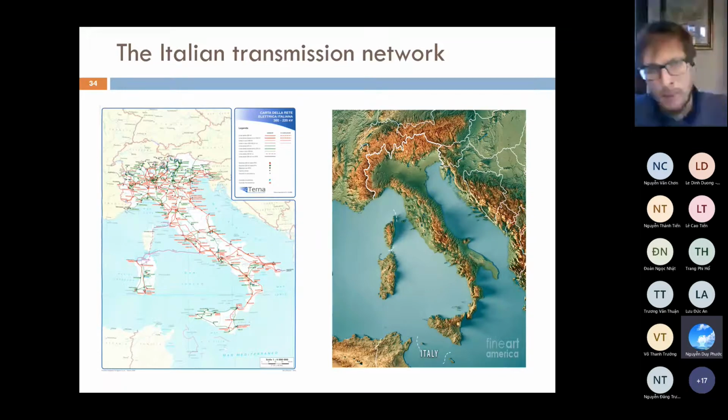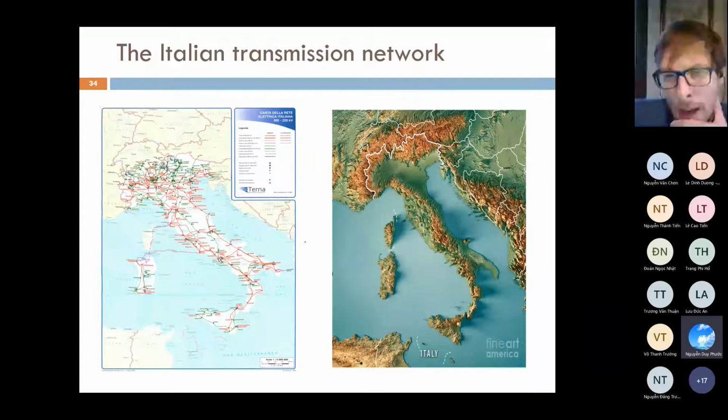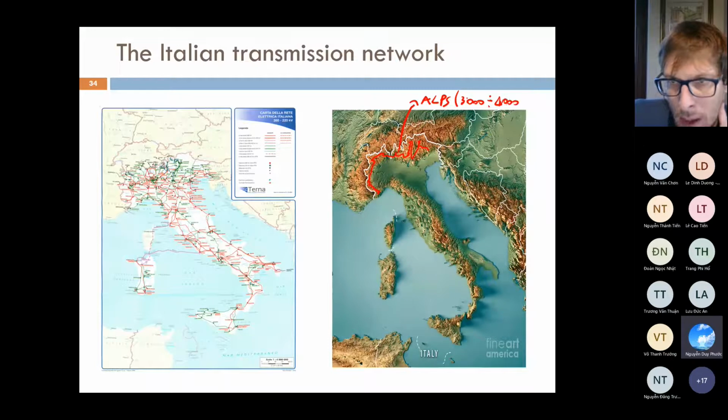What about the Italian transmission network? Here, I just want to highlight this concept. Look, this is the orography of Italy. I don't know if you know more or less how it is, but all this part here is very high mountains called the Alps. Here you can get to, I'm not an expert, but I would say between 3,000 and 4,000 meters. And then you also have these mountains here, which are called the Apennines.